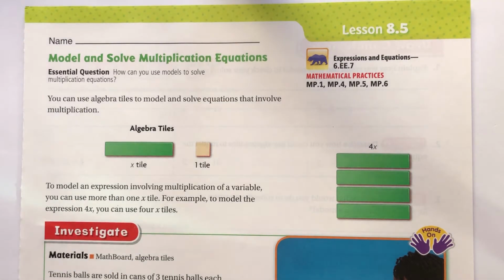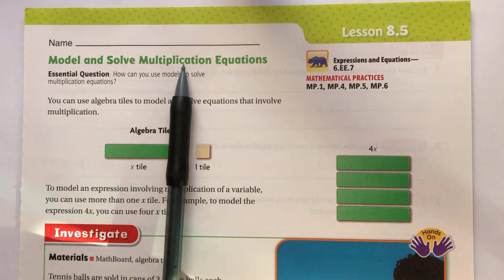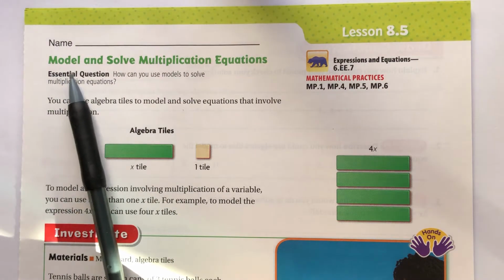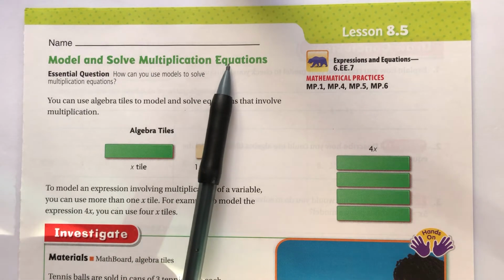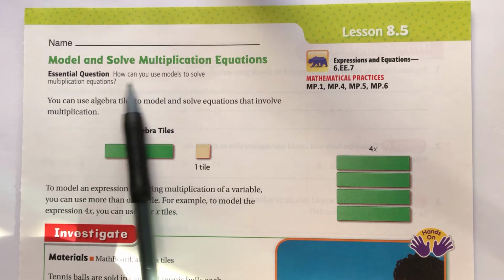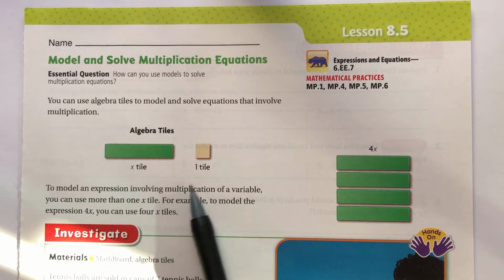Today's lesson, 8.5, found on page 323 of your big book, is similar to the last couple of lessons in that we're going to be using our little algebra tiles. But this time we're going to be using them to solve multiplication equations rather than addition and subtraction. So, model and solve multiplication equations are essential questions. How can you use models to solve multiplication equations? And we're going to be using our algebra tiles.